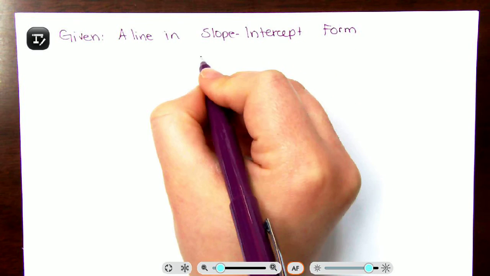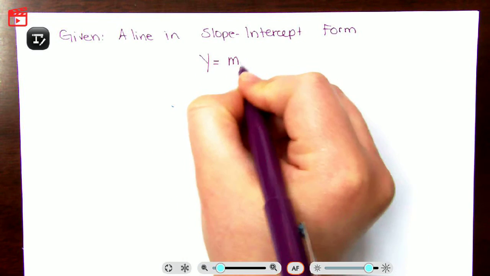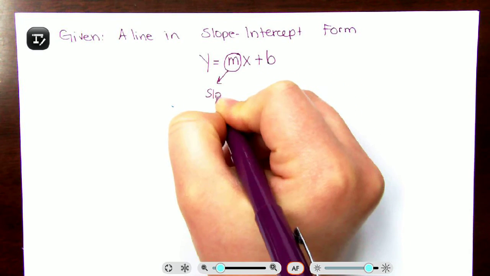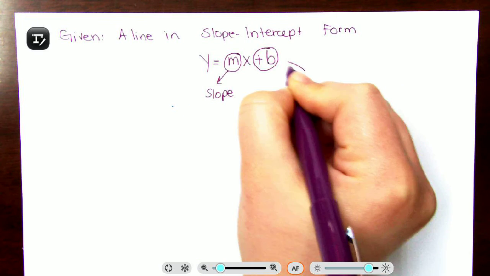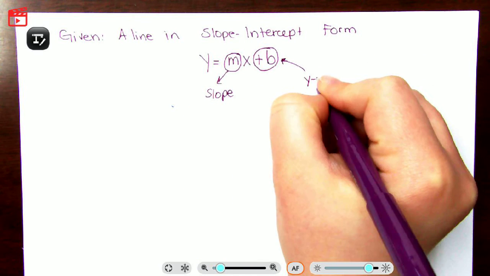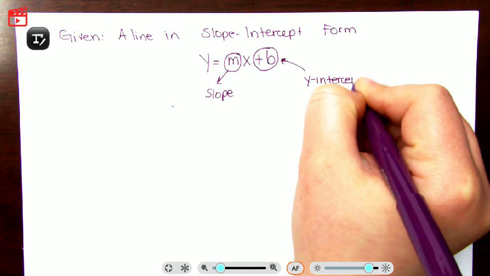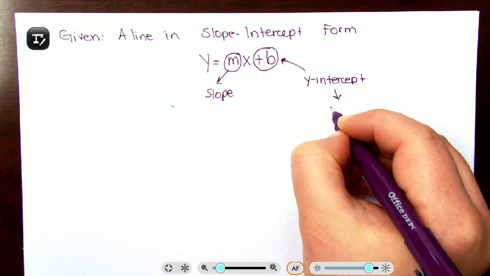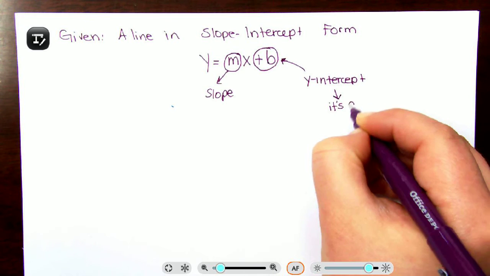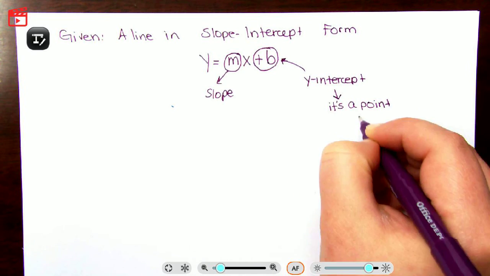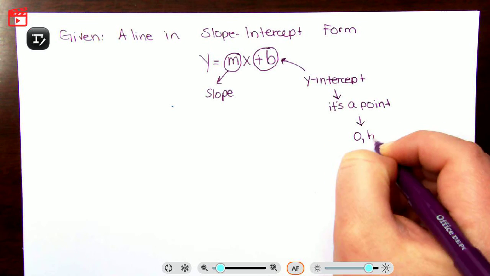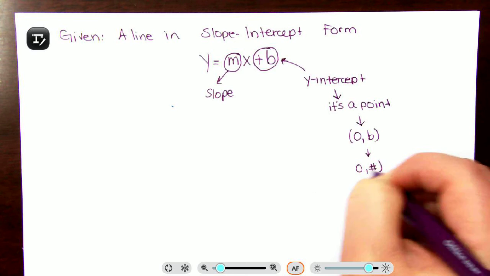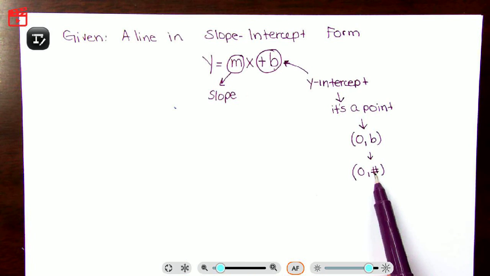Now remember, slope-intercept form is y equals mx plus b. M is your slope, plus b is your y-intercept. Okay, so y-intercept is a point. So that means it is 0, comma, b, or whatever number that is. So 0, comma, number. So whatever this number, you put it here.